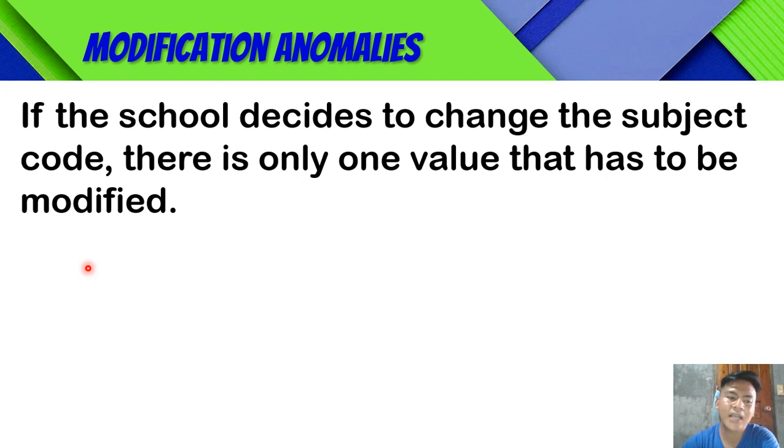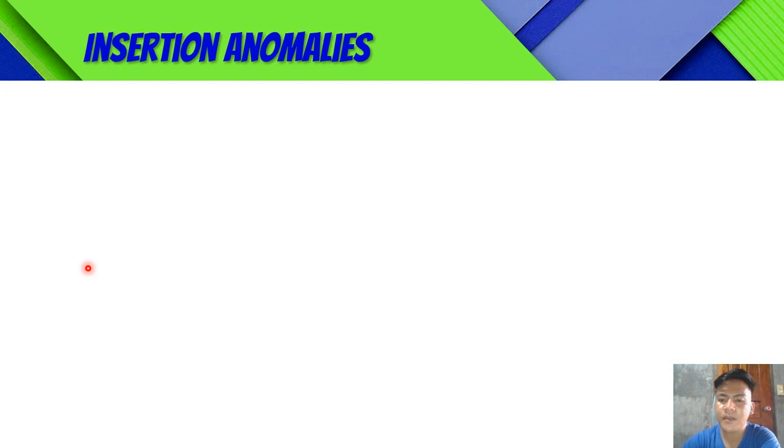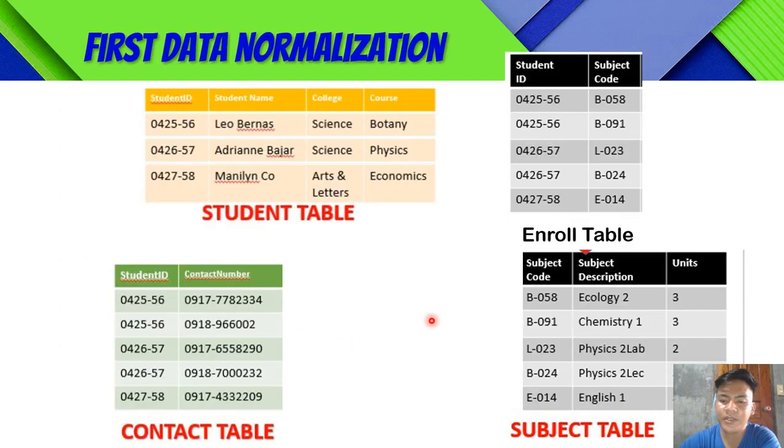So for the modification anomalies naman, if the school decided to change the subject code, there is only one value that has to be modified. So let's say for example, balik ako doon para mas ma-explain. Dito sa subject information table, itong ecology 2, ang subject code niya is B058. So pag ginawa ko yung B059, automatic magiging B059 yung mga nanditong B058. Okay, bakit naging ganon? Kasi nagkaroon na ng relationship yung ating subject information table sa ating enrollment information table.